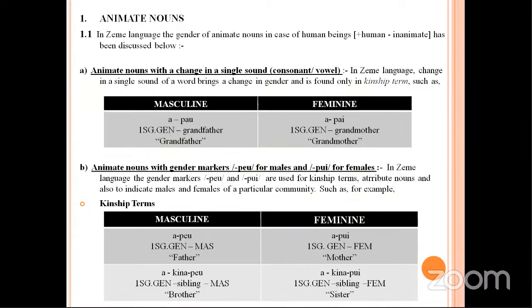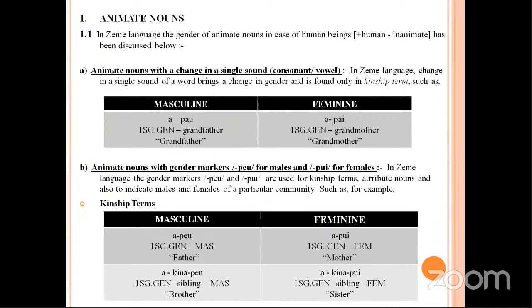Number 2, animate nouns with gender markers peu for males and pui for females. In the Zemel language, the gender markers peu and pui are used for kinship terms, attribute nouns, and also to indicate males and females of a particular community. For example, kinship terms: apeu, father. Apeu, a is the first person singular genitive marker. Peu refers to a masculine marker, father, and apui, a first person singular genitive marker. Pui, feminine marker, mother.